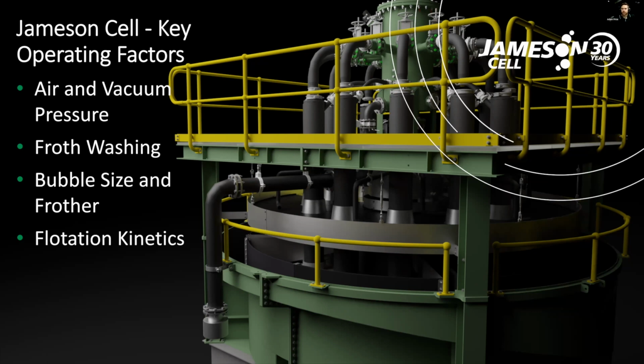So during the first section, which will be the key operating factors, the key topics I'll look at are air and vacuum pressure, and I suppose the balance of those two operating items. The froth washing, bubble size, and the importance of it. And I'll touch a little bit at the end on flotation kinetics and the difference, I suppose, with the Jameson cell in terms of kinetics and how concerned we are with kinetics compared to things like your conventional mechanical cells.